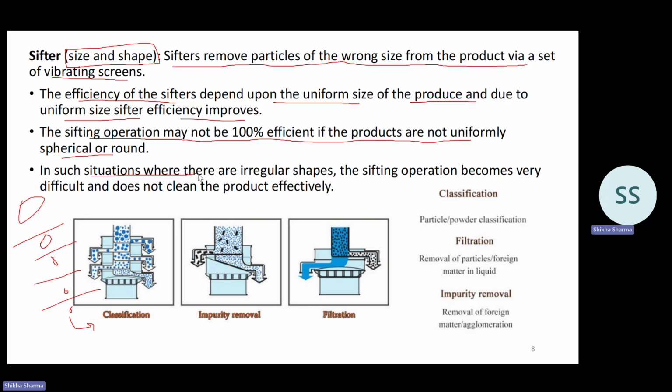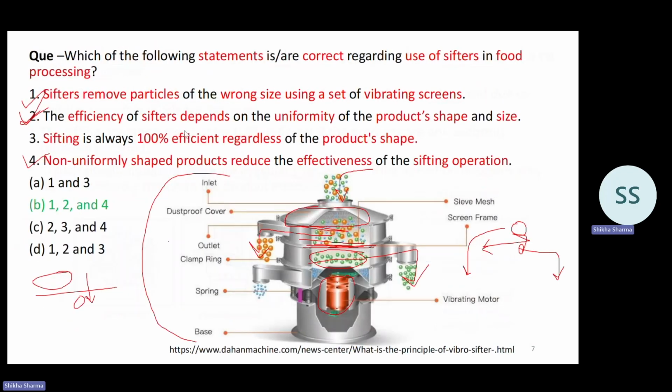In such situations where there are irregular shapes, the sifting operation becomes very difficult and does not clean the product efficiently. So the product cleaning will not take place efficiently. Here it is saying that the sifter removes particles of the wrong size using a set of vibrating screens, which is correct, we just now saw.